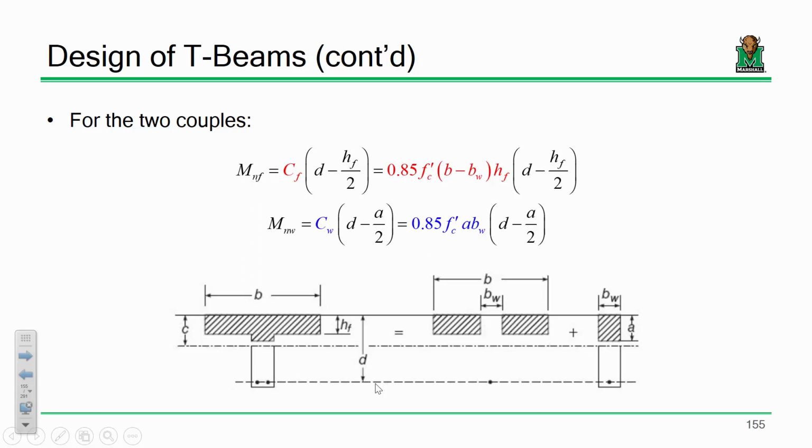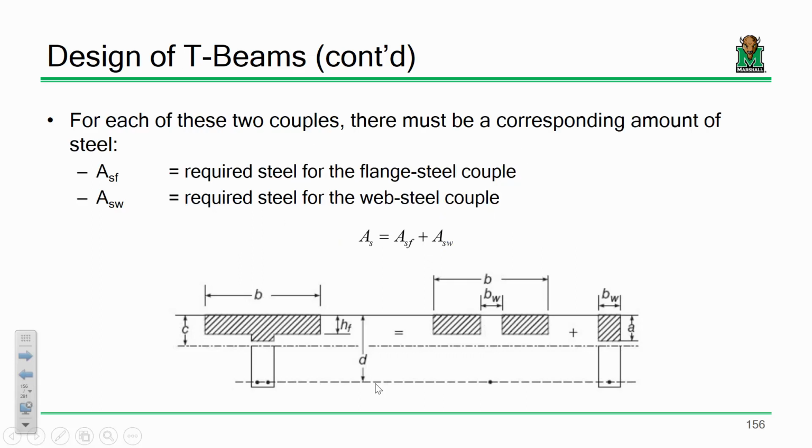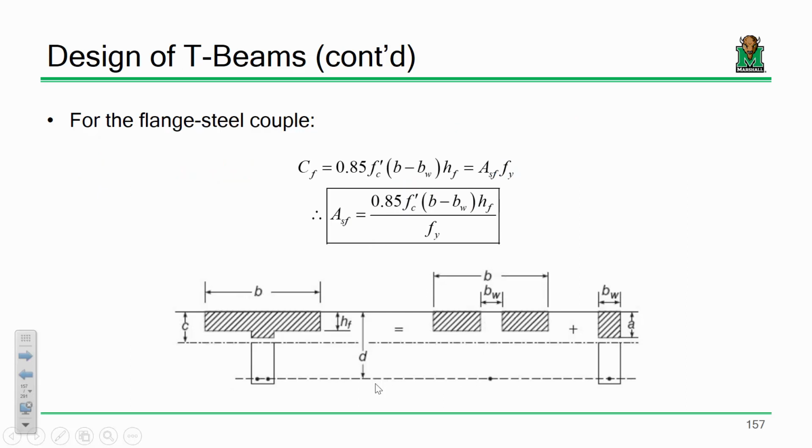Make sense? Okay? So I propose that for each one of these couples, you have a compressive force, but you got to have a matching tensile force. If you have a compressive force, you got to have a matching tensile force. So the idea is that in order to determine the total amount of steel required, we'll figure out how much steel we need here, how much steel we need here, add them up, and then pick a pattern based off that sum. And it's pretty much that simple, okay? Make sense? Now, the way that we do that is this.